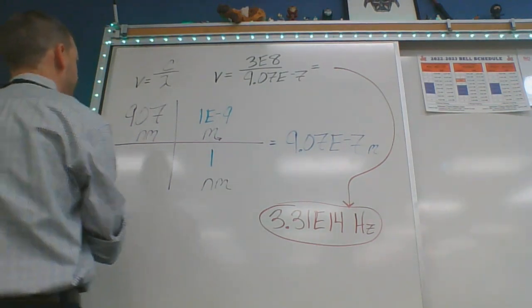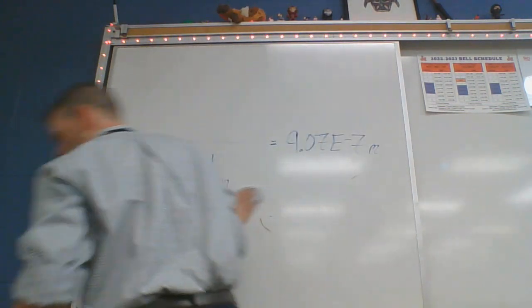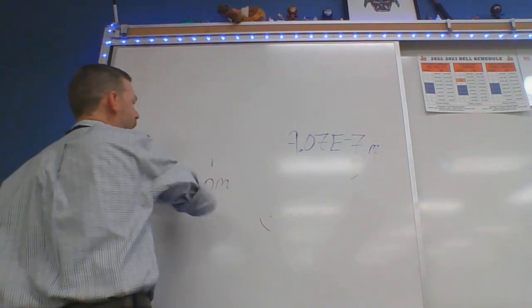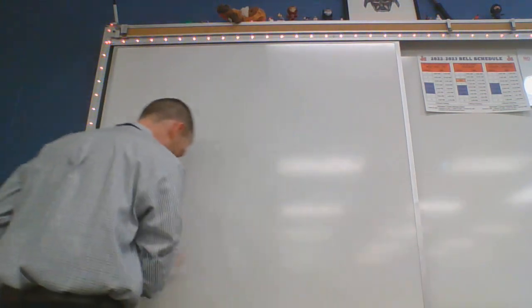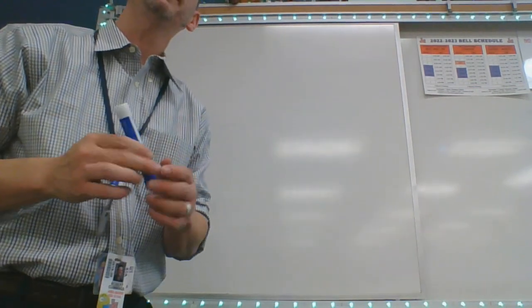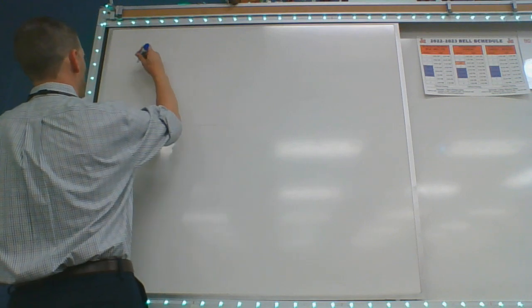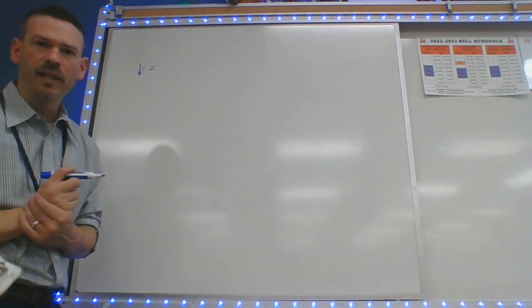All right, we're focusing on 3. Let's read it together. It says, what frequency? Now remember, when I start reading the question, I start thinking about what equation I need to use. So what frequency? What's the variable for frequency again? It's V. Again, it wants us to find V. That won't always be the case, but whatever.